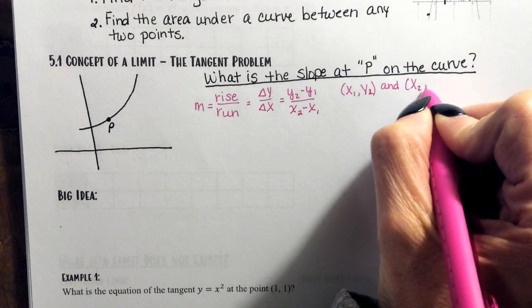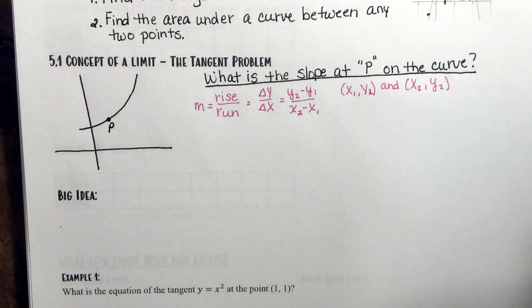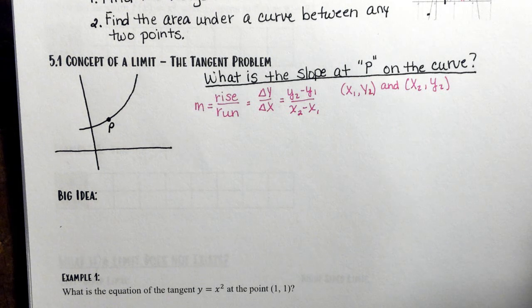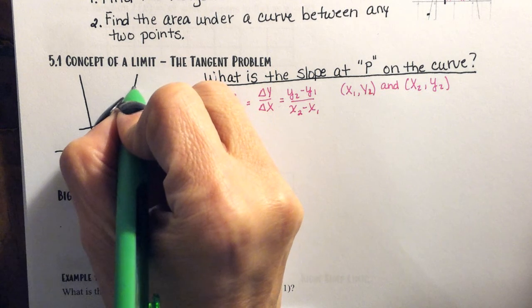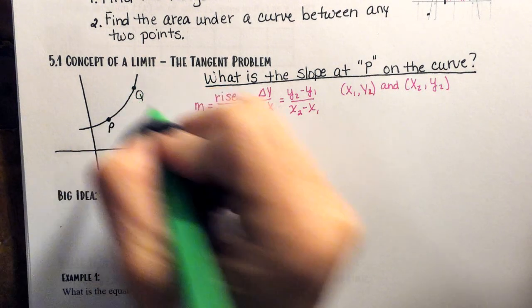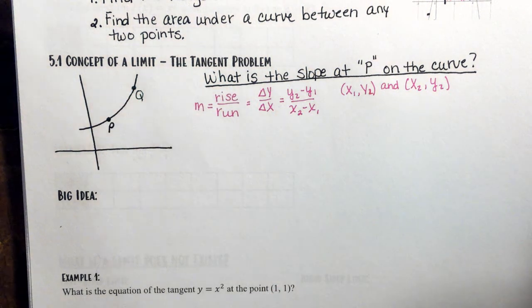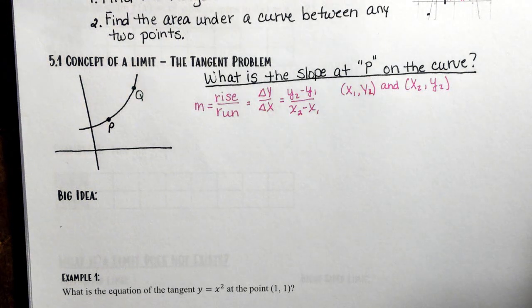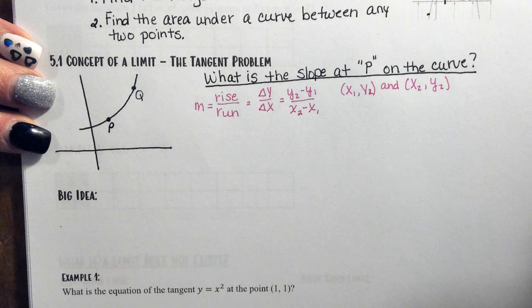And I had to have x2 and y2, right? I had to have 2 points. But as I look at that, I don't have 2 points. So what I'm going to do is I'm just going to put another point on there. Okay, let's just add another point, and maybe let's call it Q. So if I'm doing the slope of a line, I just need to connect this, right?